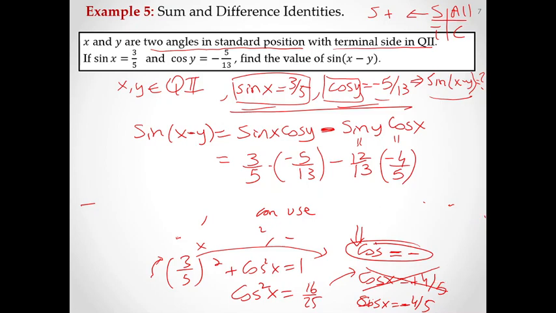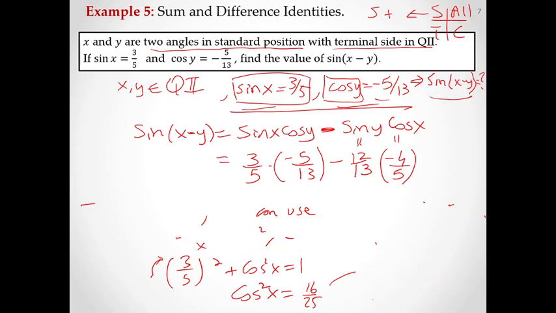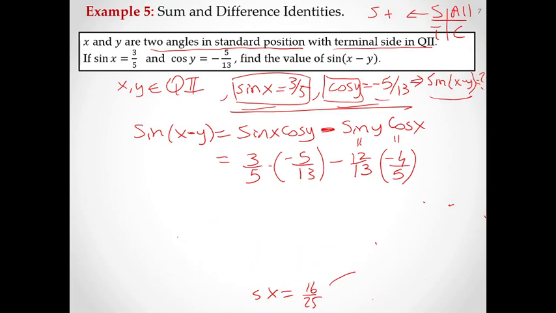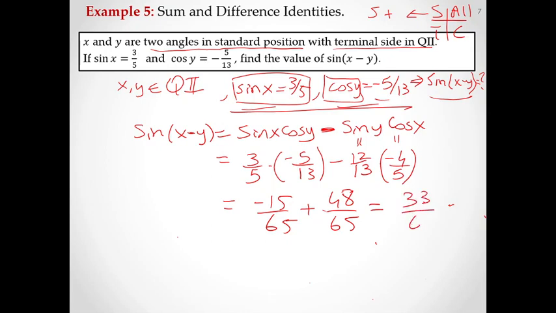So you have to put the pieces together and solve the question. First, you set up sine of x minus y, and then you use the identities for x and y, sine x and cosine y, and you get the result, which says it's 33 over 65.